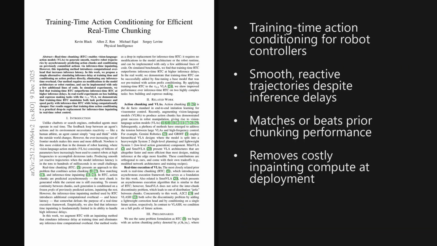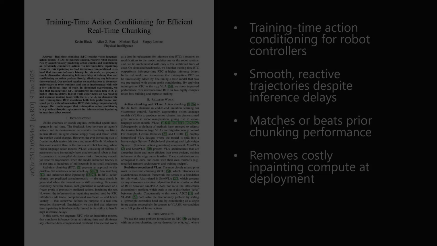I'm Alex. Today we are looking at a paper trending on X, published on December 5th, 2025, about a week ago. It proposes a training time trick that lets large vision language action models control robots smoothly in real time, matching or beating past real-time chunking methods, while eliminating the extra computation they needed during inference. The paper is titled, Training Time Action Conditioning for Efficient Real-Time Chunking. And, as we will see later, the implications for fast, low-cost robot control are pretty significant.